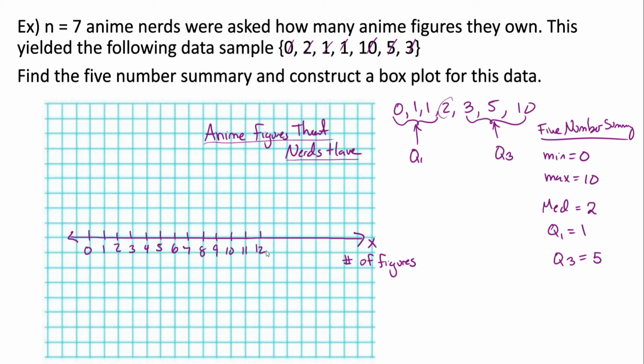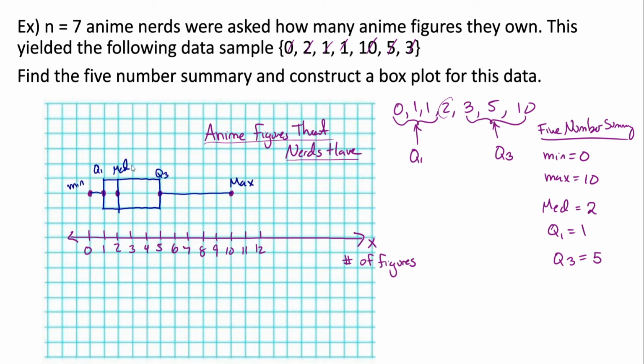And now we'll start to plot our points from the 5-number summary on the graph. So our minimum is 0, so that gets a point. Our maximum is 10, that gets a point. Median is 2, that gets a point. Q1 is 1, that gets a point. Q3 is 5, that gets a point. And now we need to form our box. And we would connect to form the whiskers. So this would be our box plot for this data.